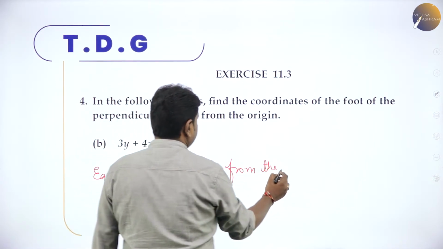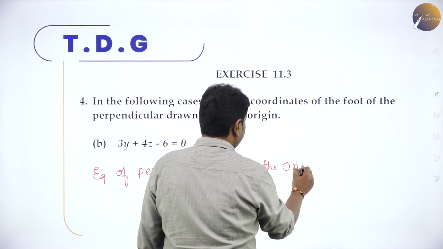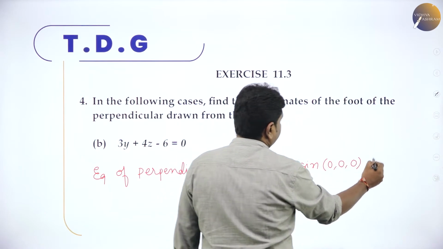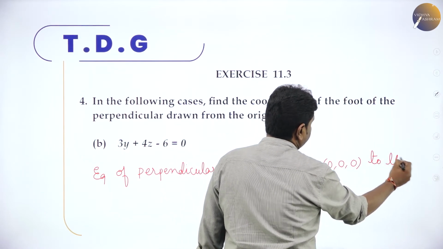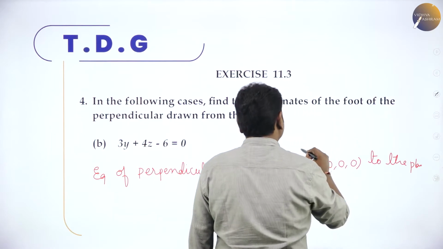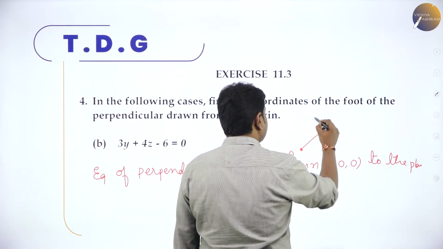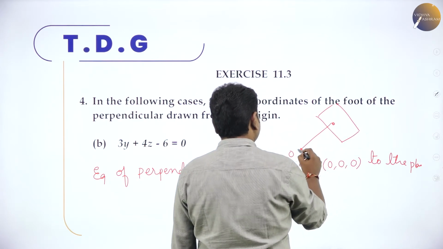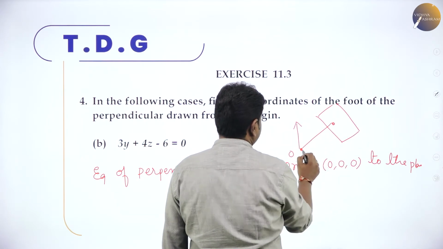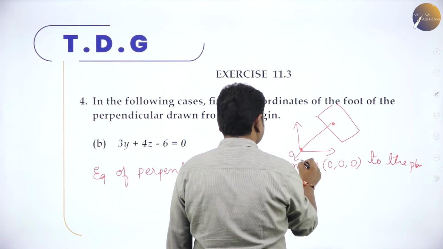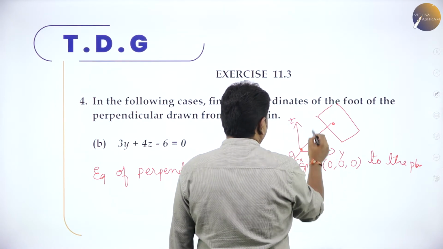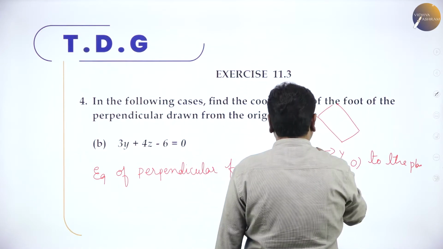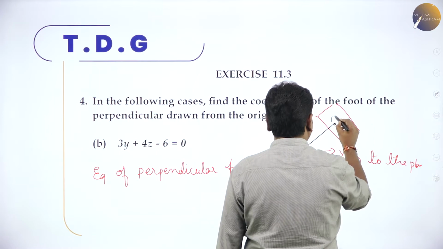From the origin. What is meant by origin? Origin means 0, 0, 0, to the plane. To the plane means, suppose this is the origin and this is your plane, and from the origin to the plane I am drawing the perpendicular, and you know this is the point of intersection of the x axis, y axis and z axis. First I'll create the equation of this perpendicular. Let F be the foot of perpendicular.